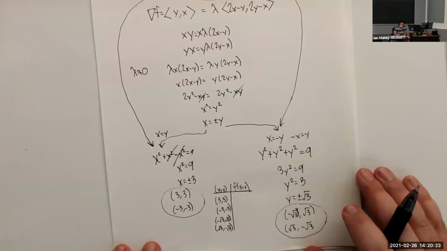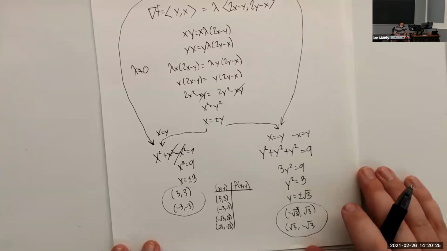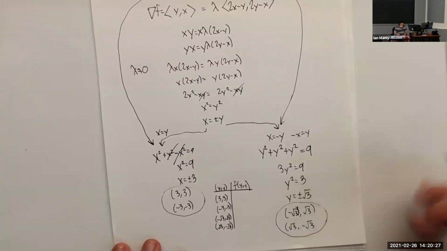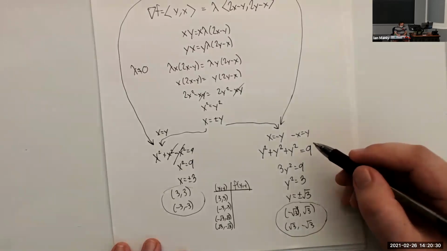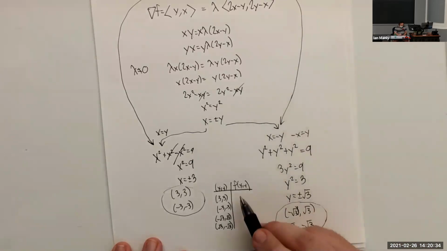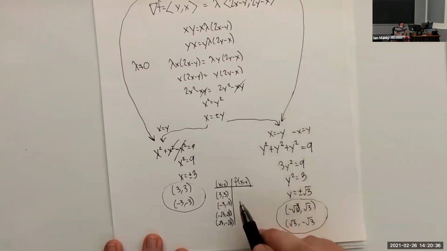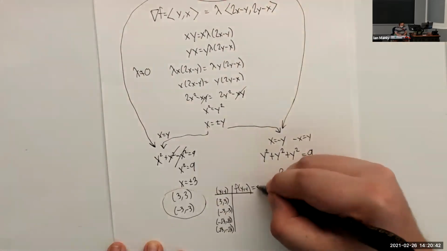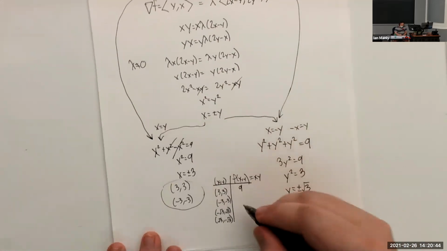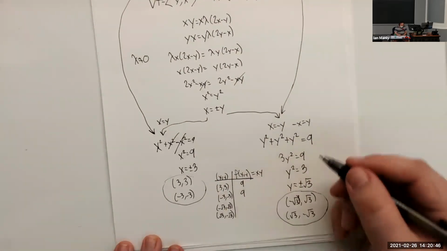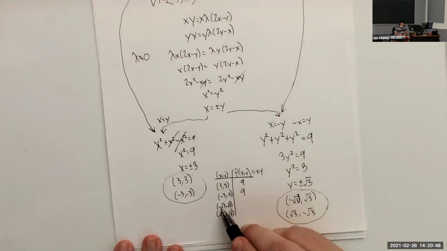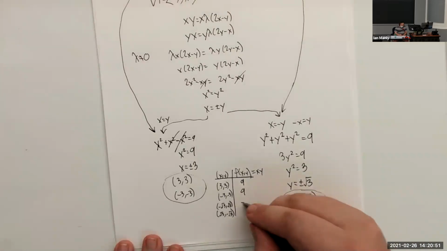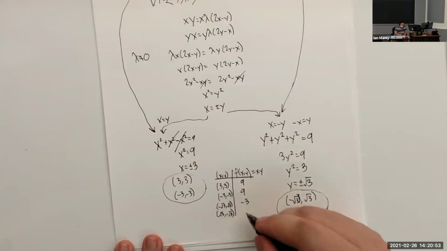So when we plug these back into our f, which was just x times y, we get 9 here, we get 9 here, we get negative root 3 times root 3, which is negative 3, and then we get the same thing here.